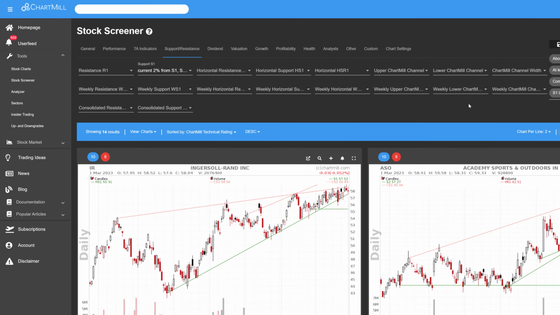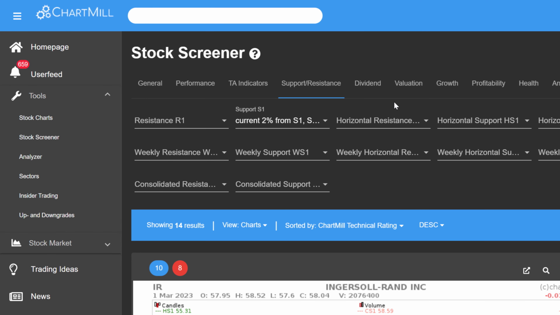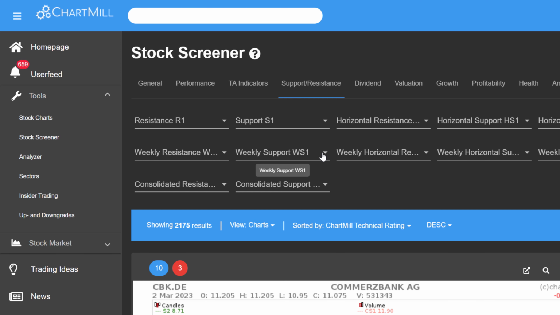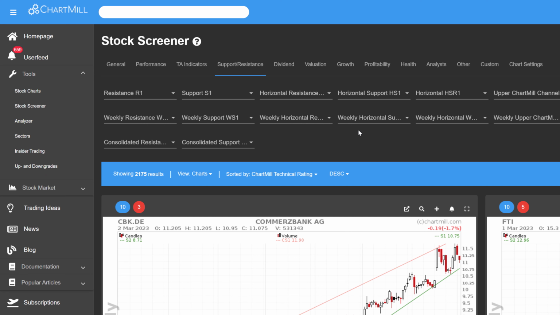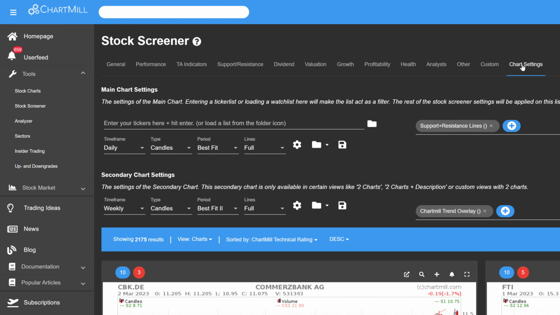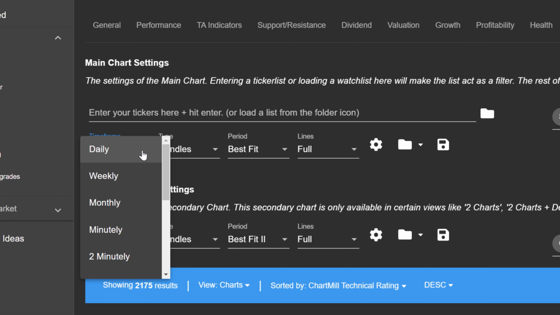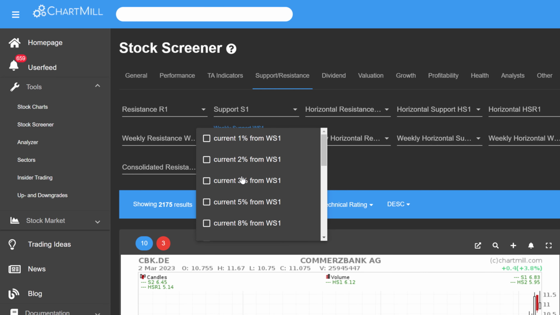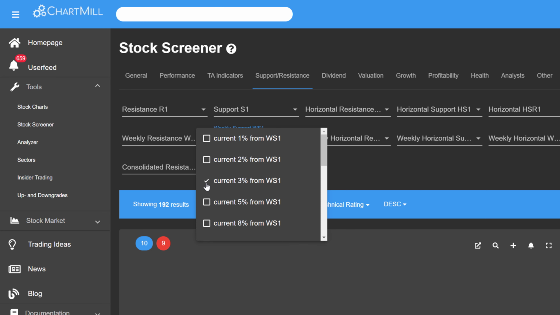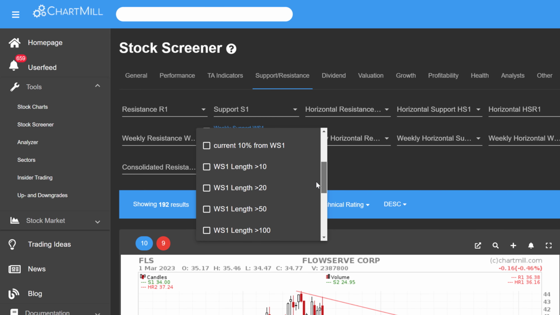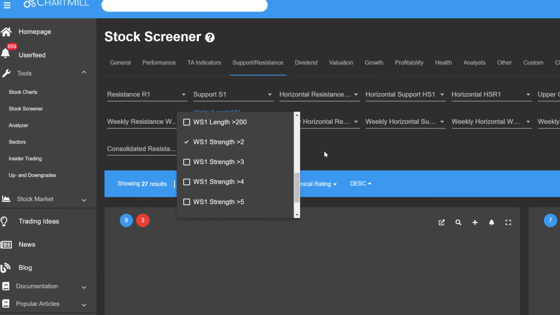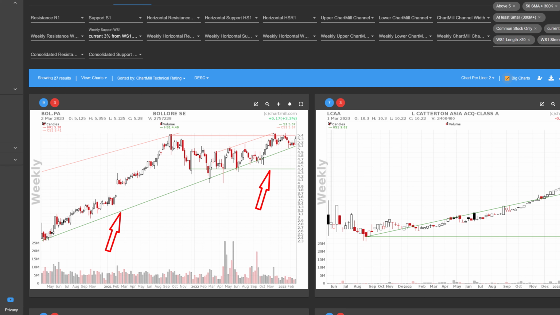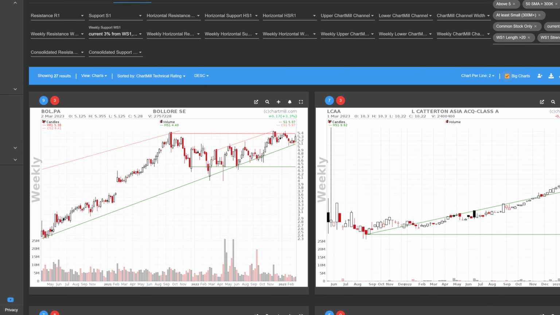Impressive, right? The weekly support 1 has exactly the same features, but now the automatic support levels are determined based on the weekly chart. When using this filter, it is recommended to change the main chart settings to the weekly view. Go to the chart settings tab again and change the time frame setting for the main chart to weekly. As an example, we set the price to be at maximum 3% of the next automatically identified support level. The support level must have existed for more than 20 weeks and the price must have tested the support at least twice. For these S1 and weekly S1 filters, ChartMill takes into account both diagonal and horizontal support levels.